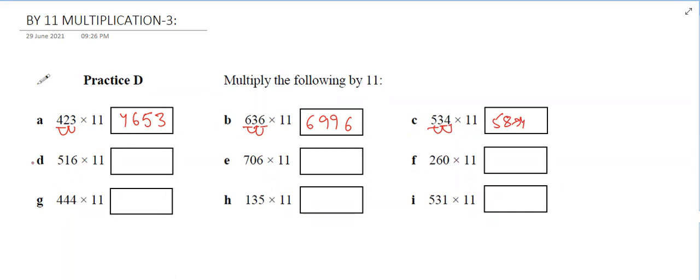Bhargav, D1. Sir, did you call me? Yes, solve D1. Sir, first digit 5. And then 5 plus 1, 6. And then 1 plus 6, 7. And then the last digit 6, sir. Right. So you practice the remaining questions. I'm leaving them for you.